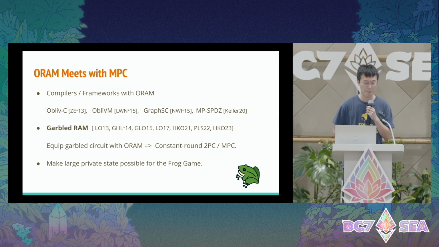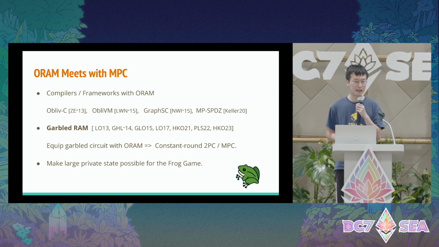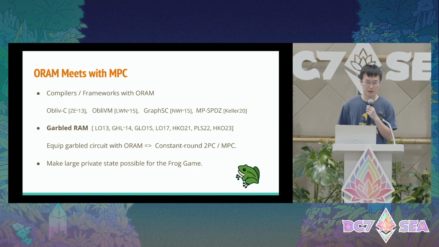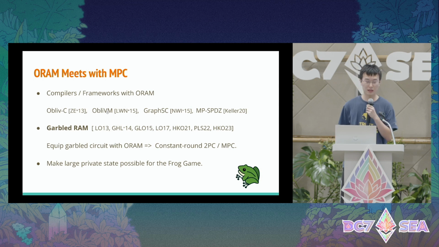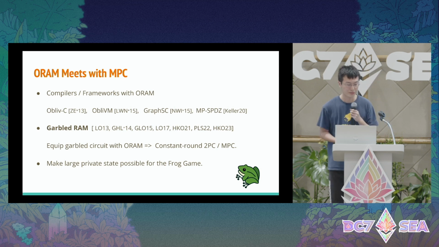like MP-SPDZ. But an issue with these existing frameworks is that they're interactive. Basically, to make each RAM access, you need to have many rounds of communication between the parties, which is not scalable. So there is this more recent line of work called Garbled RAM, which directly plugs this ORAM data structure into a large garbled circuit. So this will allow us to get constant round 2PC or MPC with slightly larger communication cost.